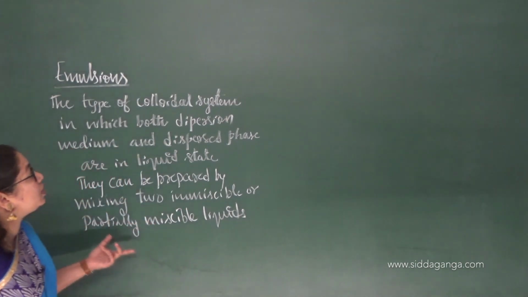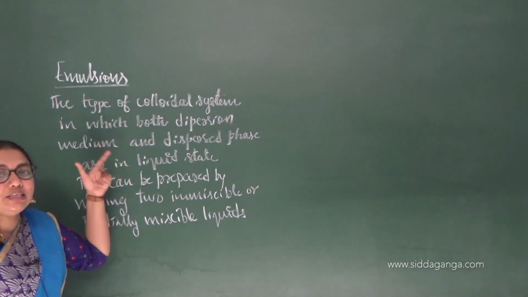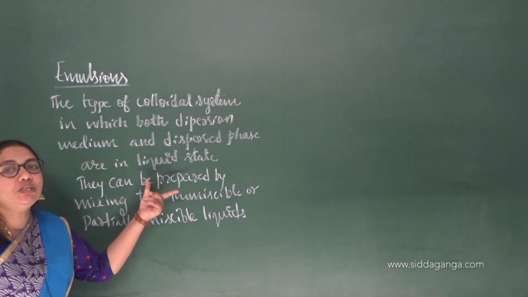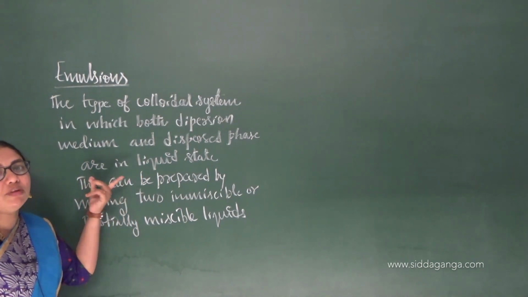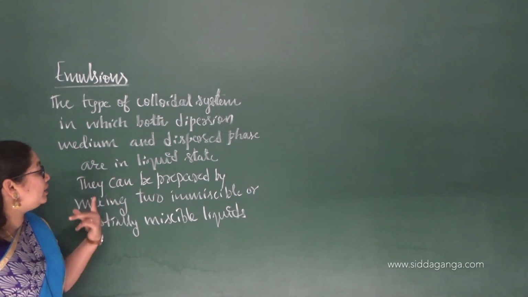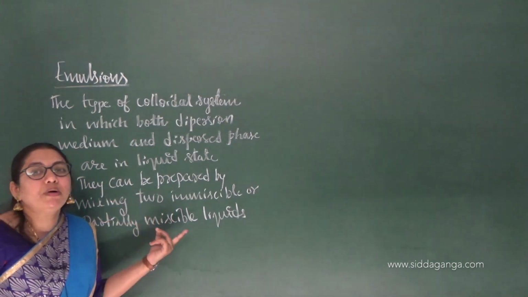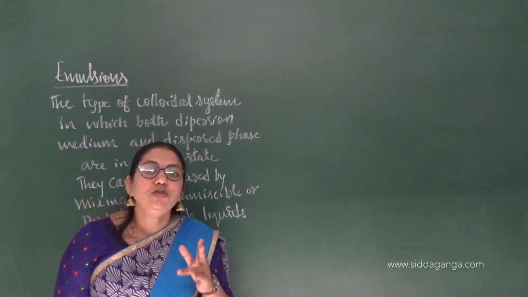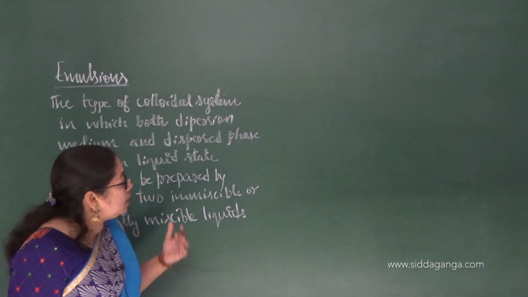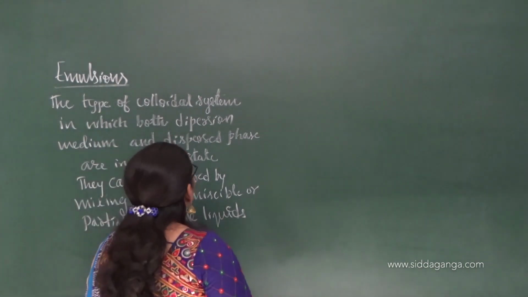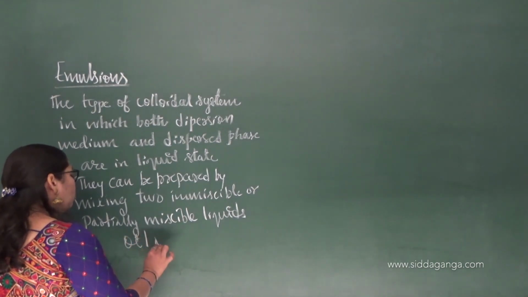So, understood the definition. They are the colloidal systems where the dispersed phase as well as the dispersion medium both are in the liquid state, and they can be prepared by just mixing two immiscible liquids, or two partially miscible liquids. You can give the example, say, if you mix oil with water.